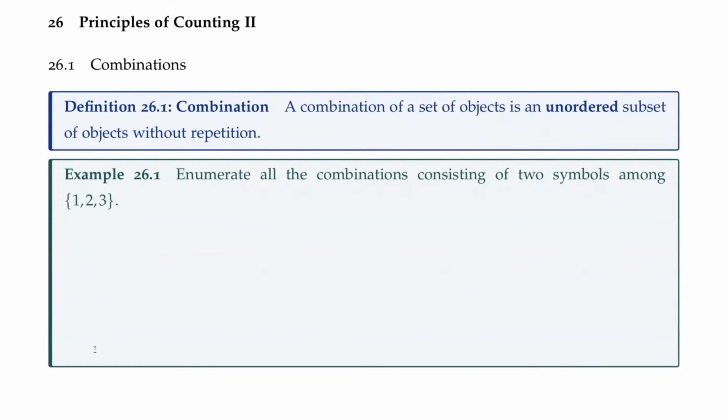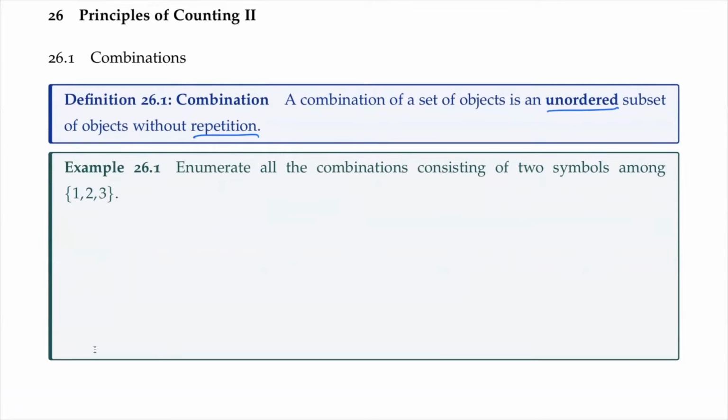So what are combinations? A combination has a very specific meaning, just like permutation does. A combination is a set of objects that is unordered. So we have a set of objects and we take an unordered subset of those objects without repetition. The big difference with permutations is that with permutations, we care about the order in which we take things, whereas with a combination, we don't care about the order.